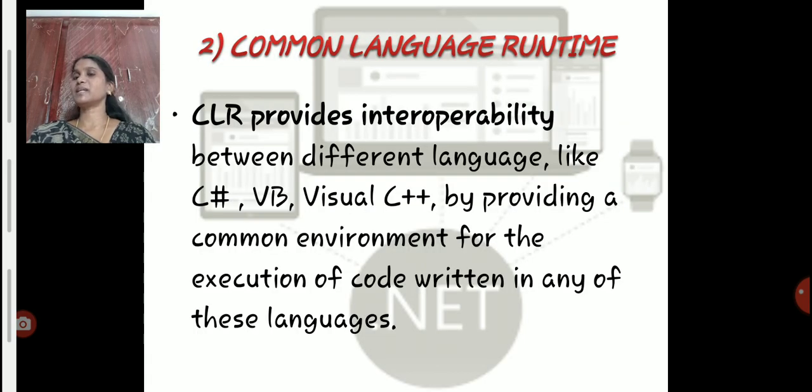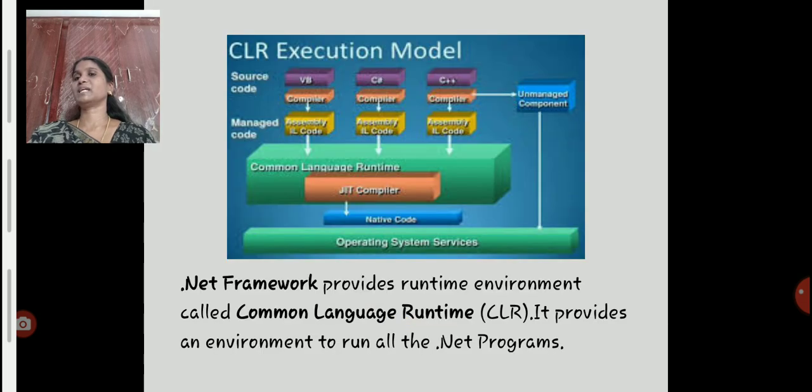So Common Language Runtime is the second one. CLR is the heart of .NET framework, as I always say. This CLR provides interoperability between the different .NET supported languages, mainly C Sharp, VB, Visual C++, and so on. It provides a common environment for all those supported languages, and it provides an execution environment for all the language programs. And this is the CLR execution model.